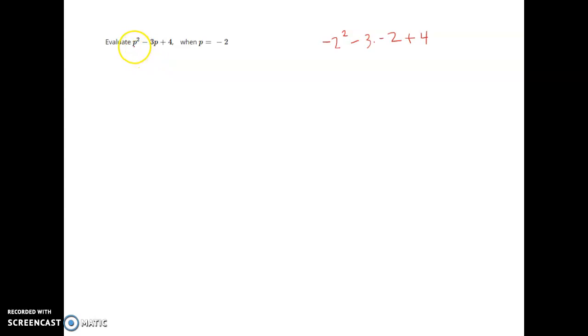Another way to do it is for p we can do parentheses. So I'm going to have parentheses, so p squared minus 3p plus 4, and then we would put -2 in. So what do you think? Between these two, are we going to get different answers? Well, I can tell you we are, just because of this first term and this first term.